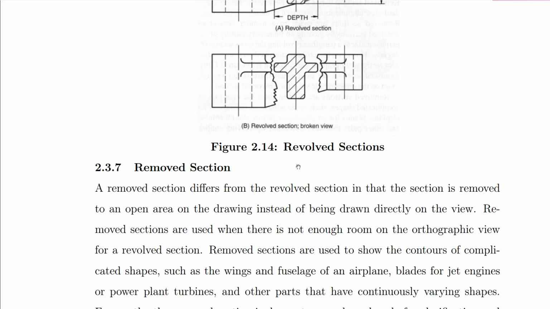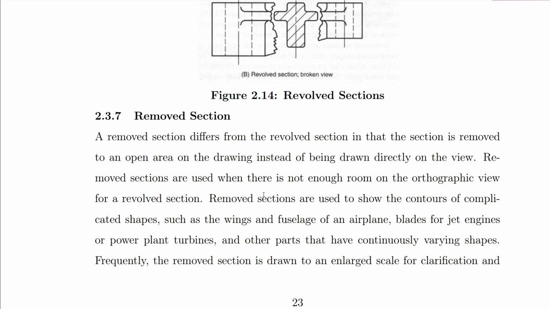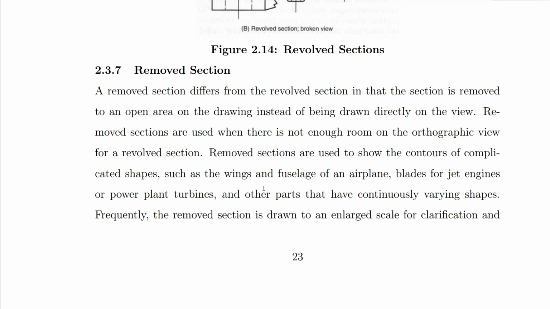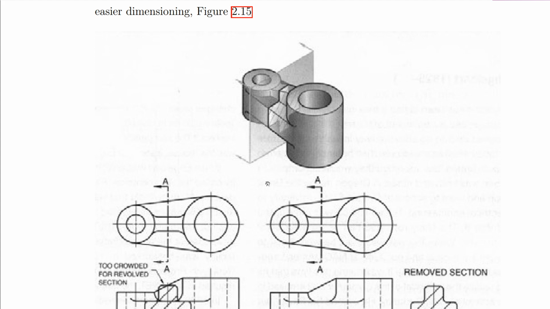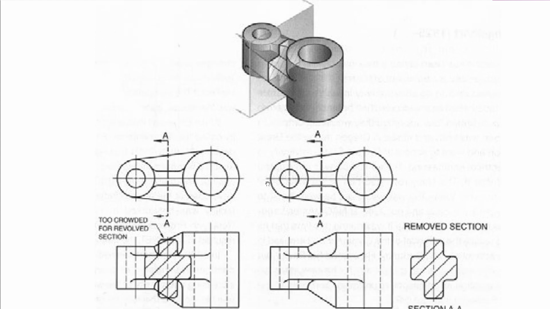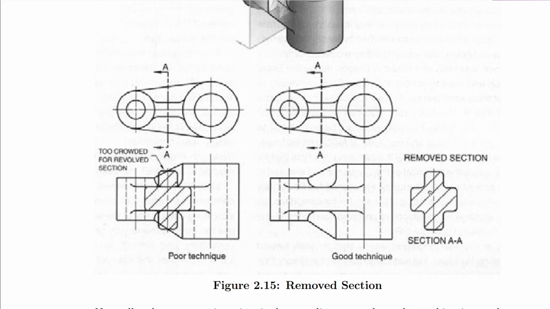Then we are going to look at removed section. A removed section differs from the revolve section in that the section is removed to an open area on the drawing instead of being drawn directly on the view. So this is the removed section. In this case, it's something similar to revolve, but you are not drawing the section view on the orthographic projection, but you remove it and place it somewhere else.